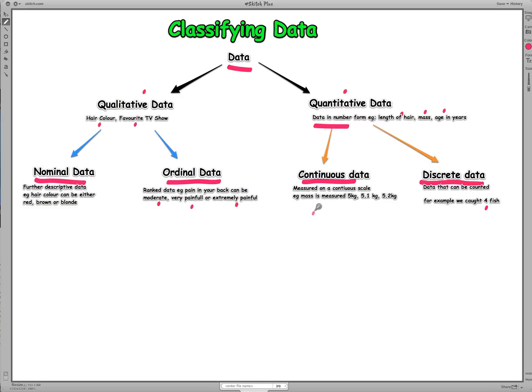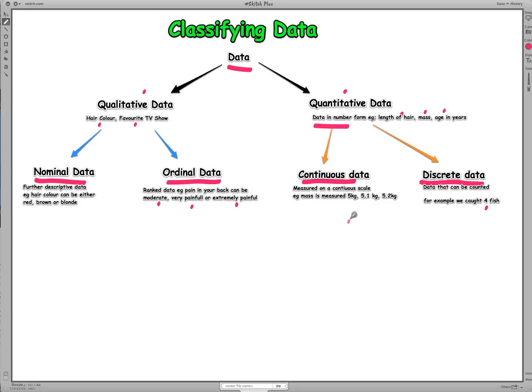Whereas continuous data is measured on a continuous scale. For example, if you had the mass of a bunch of, say, bags of potatoes. I'm looking at 5 kilograms, thinking about a bag of potatoes. You could have 3 bags of potatoes, and one could weigh 5 kilograms, one could weigh 5.1 kilograms, the other could weigh 5.2 kilograms. So when you measure something on a continuous scale, so mass or time or distance, you're collecting continuous data.